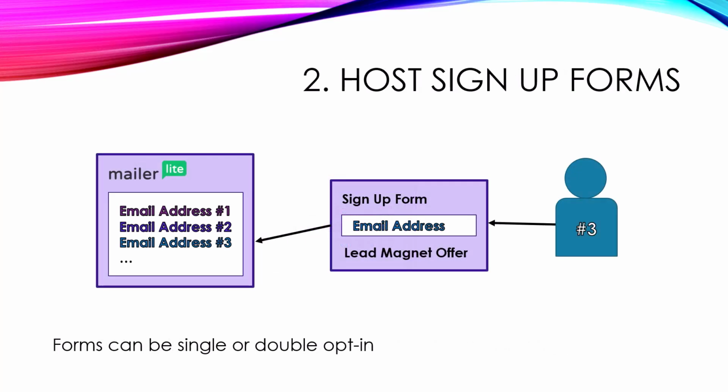The next thing is that it hosts sign-up forms. Sign-up forms are actual web pages that have a blank line in them or a fill-in-the-form field where the person could put their email address. They can also put their name, phone number, whatever you want to prompt them for. Now, most of the time, these sign-up forms offer a lead magnet, something for free, to get users to sign up to the mailing list. Here we can see user number 3 is signing up to the mailing list via a sign-up form, and his address is being added to the end of the mailing list.